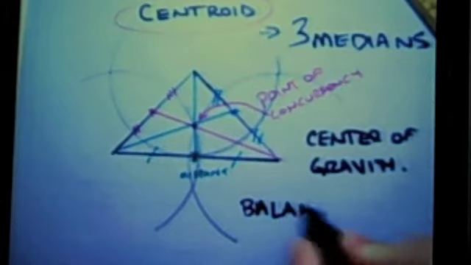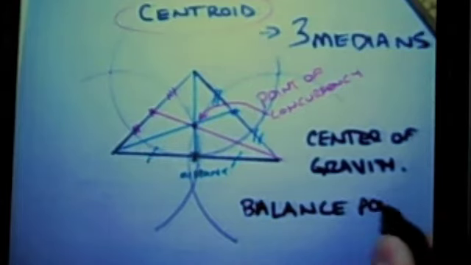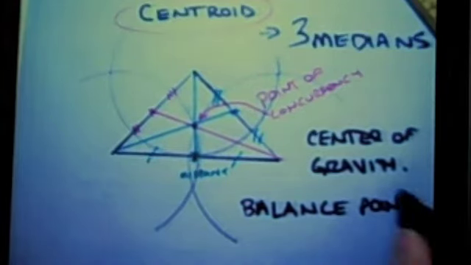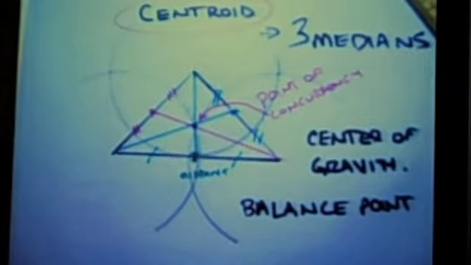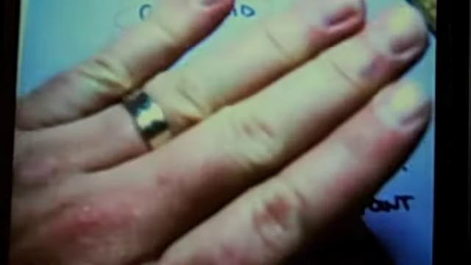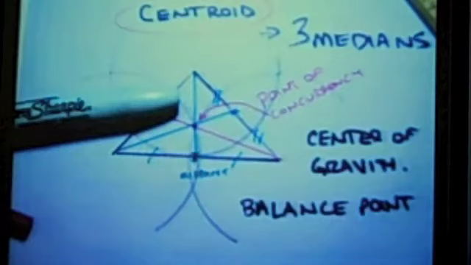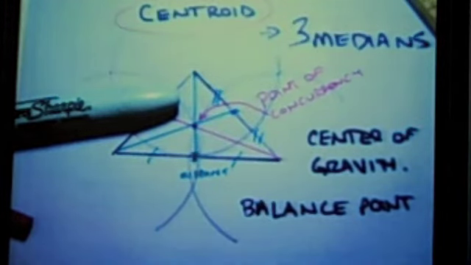If you were to cut this triangle out of paper and try to balance it on your finger, that would be the point where you'd want to stick it on top so that it balances. And that concludes construction of the centroid.